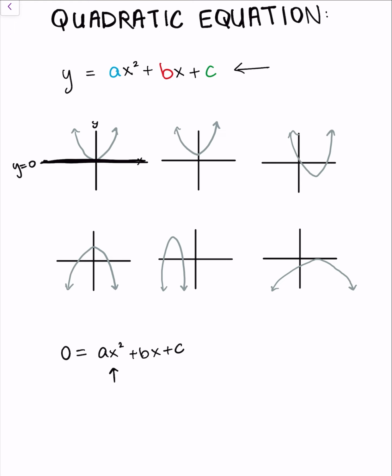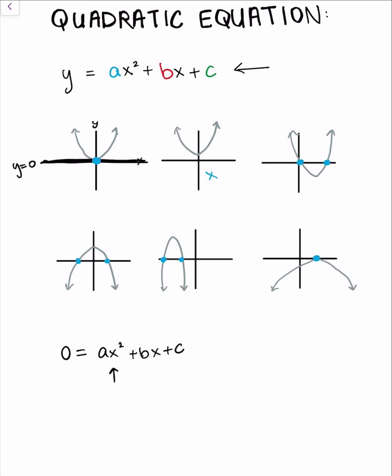Graphically, this means you're trying to find these values. In this case, you're only going to have one solution. In this case, you're going to have no solutions. In this one, you're going to have two solutions because there are two different x values where your graph crosses the x-axis, aka where y equals 0. In this one, you'll have two solutions. Same with here. And in this one, you're going to have one solution.